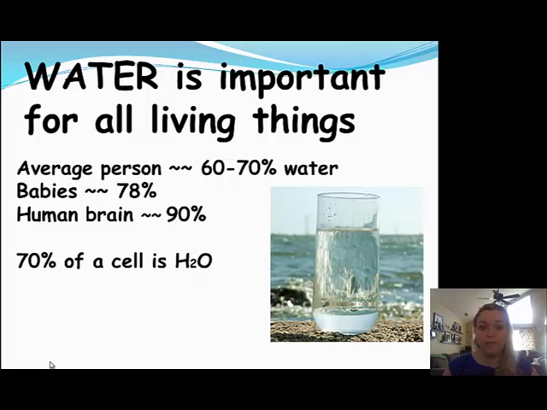Okay, so from watching the video and from living everyday life, you know that water is important for all living things. Now, the average person is 60 to 70% water, babies are 78% water, and our brains are actually 90% water. So you might want to take a break and go and get a glass of water while you're watching this video. Now, 70% of all of our cells are water as well.